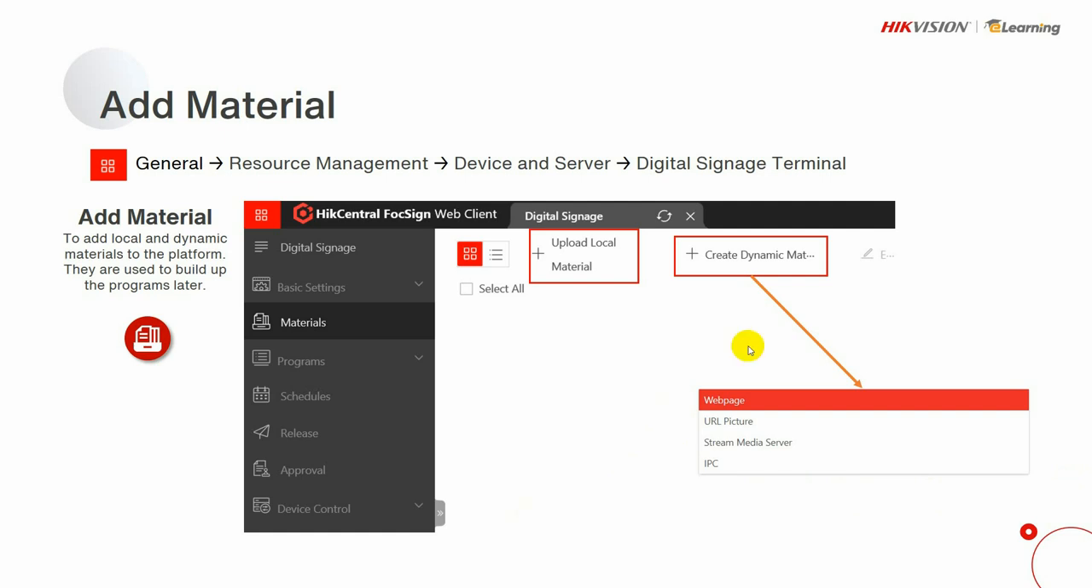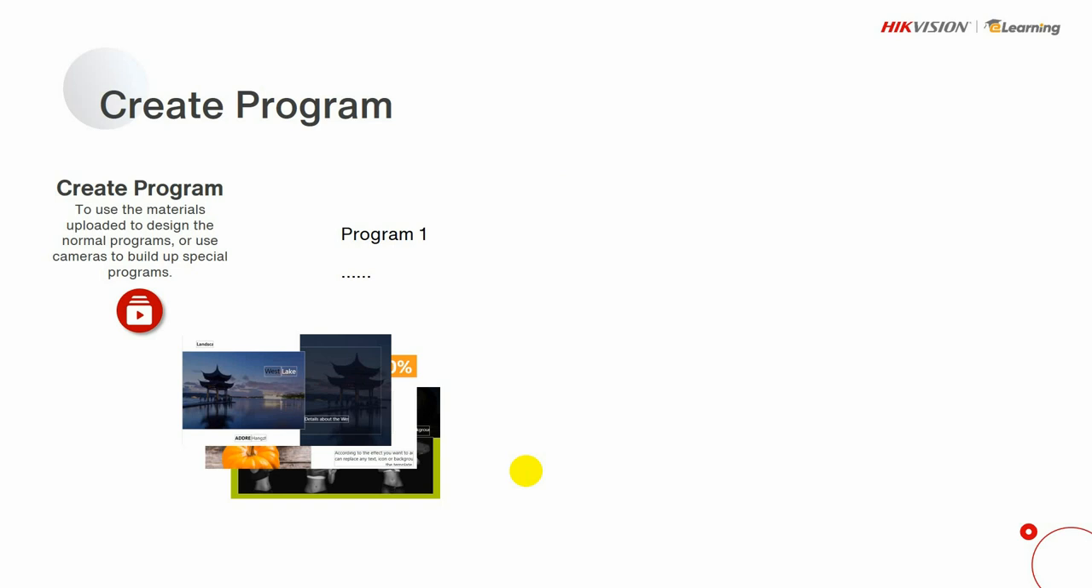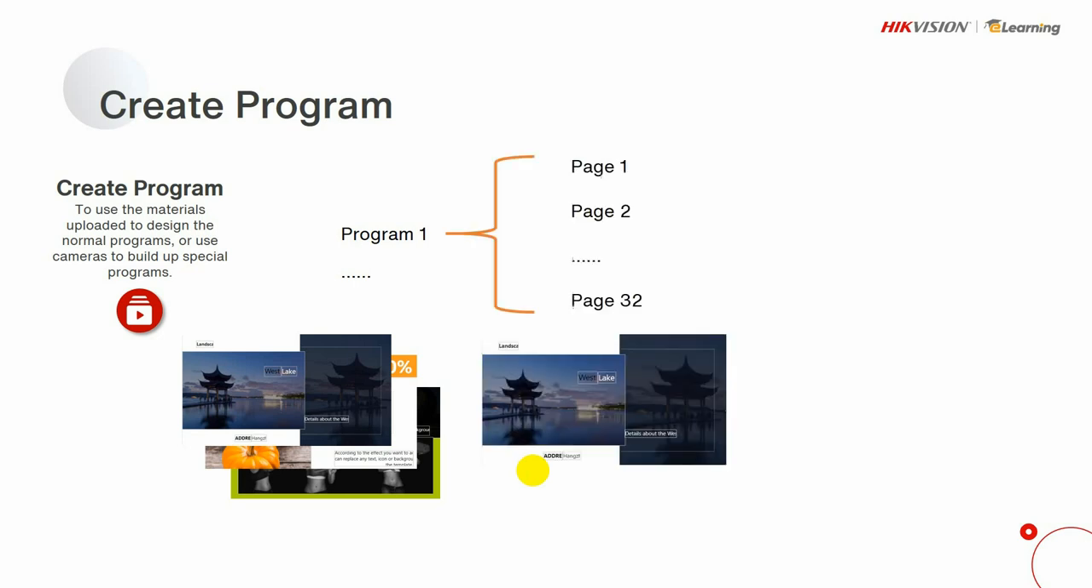And you have to notice that dynamic material of IPC here is only used for the material when you're editing the program, alright? It's not the same as the previous one we mentioned in the last two slides, that you should add in the resource management, which can also be used for other solutions like people counting or temperature screening, alright? It's only used for the materials. And like I said before, now we can go into create a program.